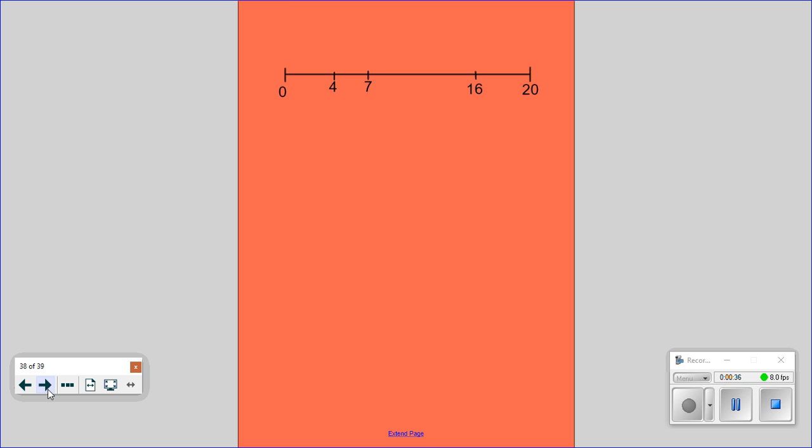I have the following three numbers placed on my number line. I have number 4, number 7, and number 16.